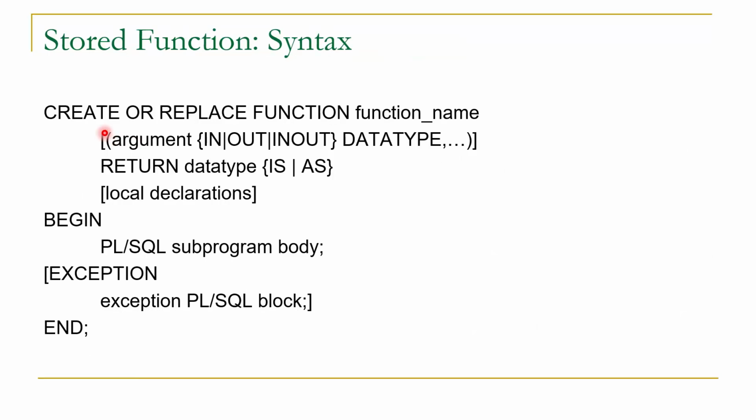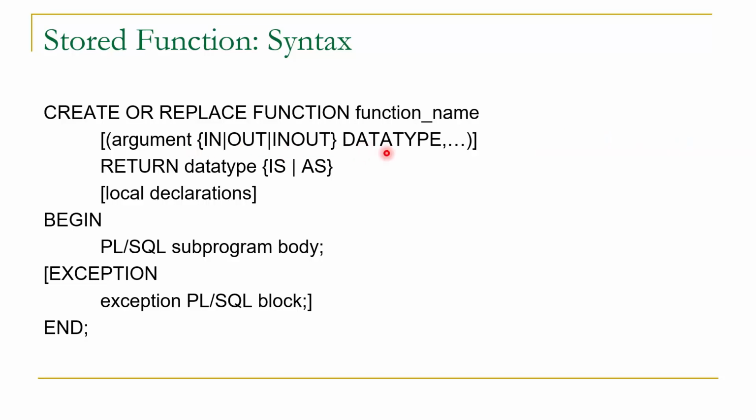The syntax of stored function is create or replace function followed by the name of function. This function name is the user defined name. After specifying the name of function, we have to specify the list of arguments. The syntax to specify the argument is argument, then the mode of the argument. We know that there are three modes of the argument, in, out and in out. We have to specify one mode out of these three modes. By default, the mode is in. After specifying the mode, we have to specify the data type of the argument.